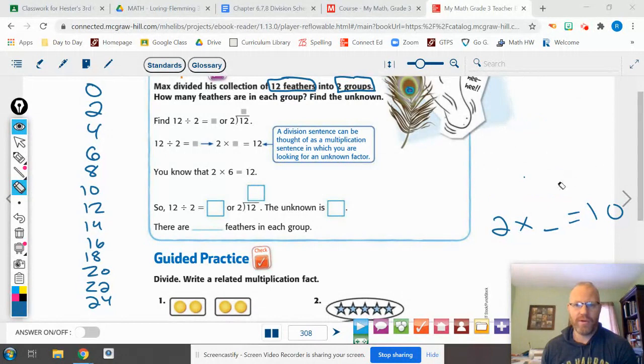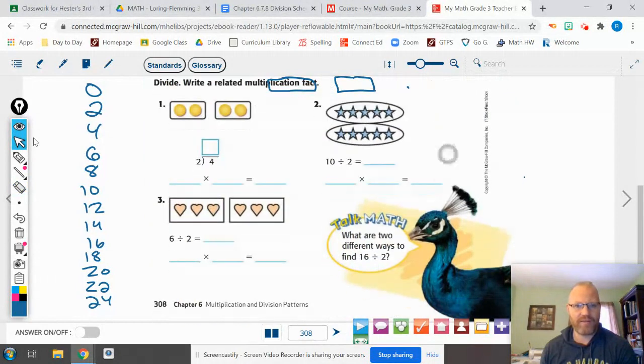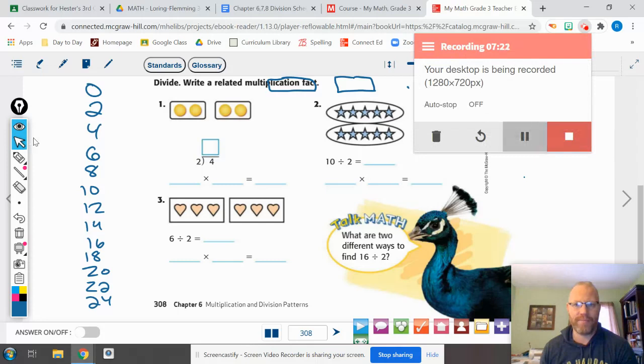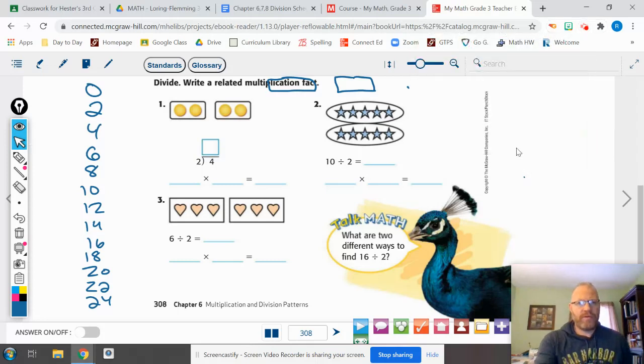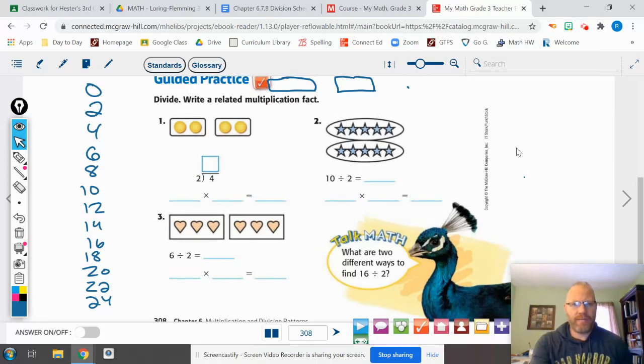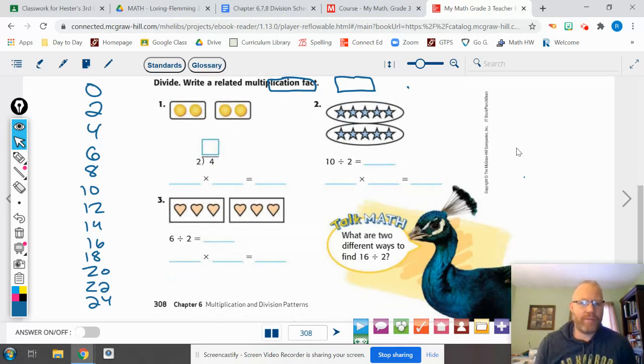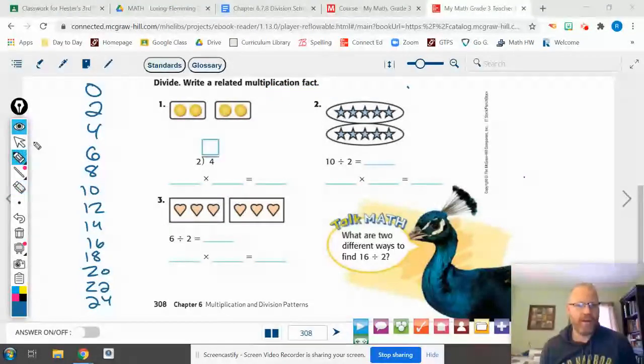Again, we're just rewriting the sentence as a multiplication sentence. And we're going to continue on with our guided practice, and make sure that you have your pencil ready and your notes. You're keeping all the notes that we're doing in all of these problems. We're going to start with dividing, and we're going to use a related multiplication fact for each division problem. So let's get started with number 1.